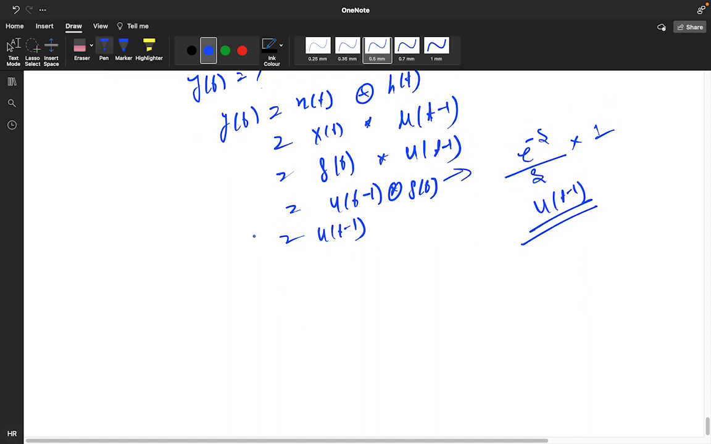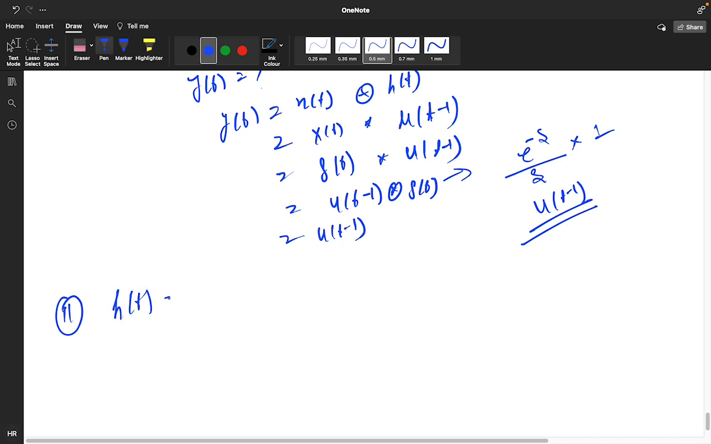See, the basic Laplace transform, I will tell you what is u of t. When the time comes, I will teach you the Laplace transform.